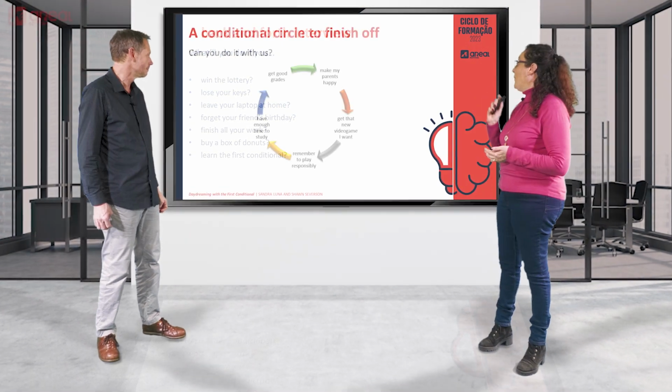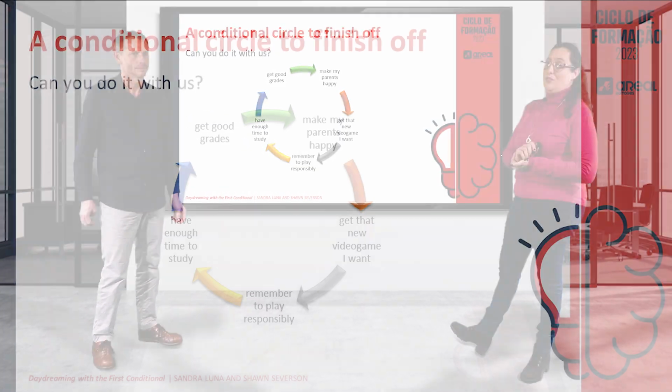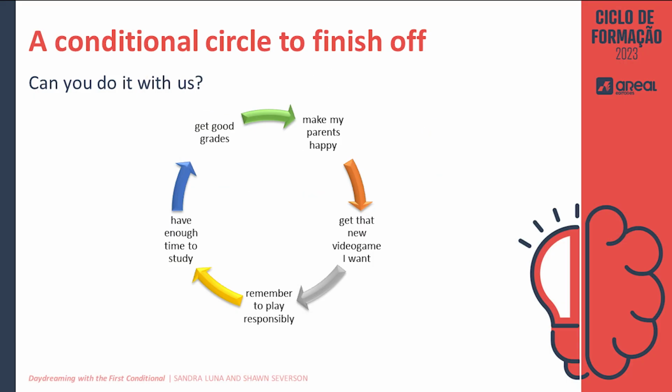Okay, now let's look at the circle to finish off. Okay, to finish off, let's start off with get good grades. If I get good grades, it will make my parents happy. If I make my parents happy, I will get that new video game I want. If I get that new video game I want, I will remember to play responsibly.